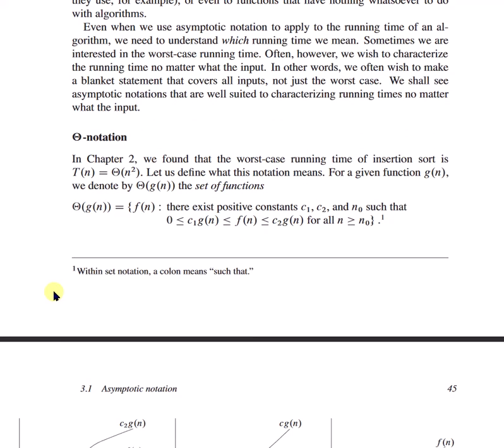Theta notation. In Chapter 2, we found that the worst-case running time of insertion sort is T of n equal to theta of n squared. Let us define what this notation means. For a given function g of n, we denote by theta of g of n the set of functions f of n such that there exist positive constants c1, c2, and n naught such that 0 is less than or equal to c1 g of n, which is less than or equal to f of n, which is less than or equal to c2 g of n, for all n greater than or equal to n naught.